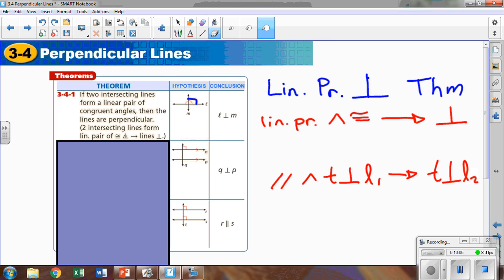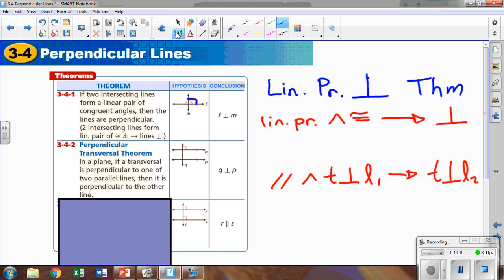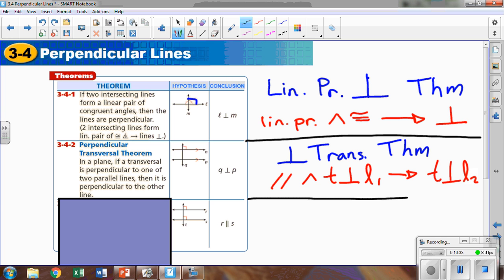This one is common enough that it has a fairly standard name. That one is the perpendicular transversal theorem. Again, really clever names, right? We're talking about a transversal being perpendicular to a line, so we call it perpendicular transversal. And the last piece that we should take away, the last new theorem that we'll have, is the converse of the perpendicular transversal theorem.